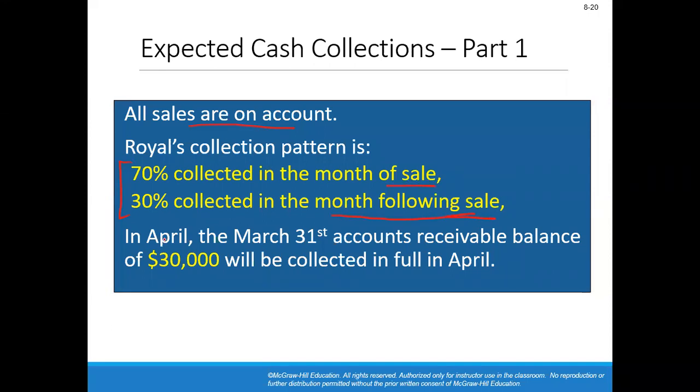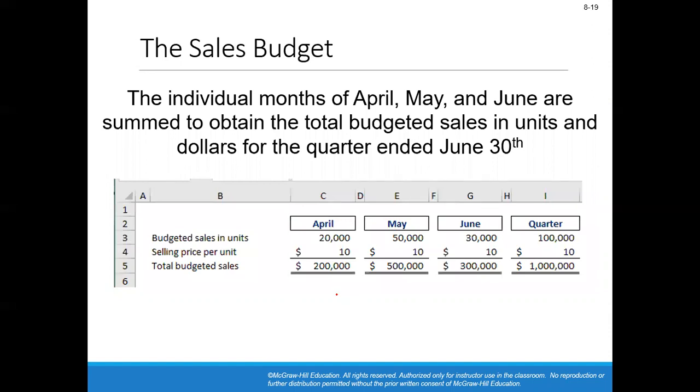Okay. Before showing you, let me complete here. In April, the March 31st account receivable balance of 30,000 will be collected in full in April. So we start from April, but you see in April there will be a number of collections. First of all, we will collect the accounts receivable from March 31st. So all this 30,000 will be collected in April. So let me write here that 30,000 will be collected in April, cash collection.